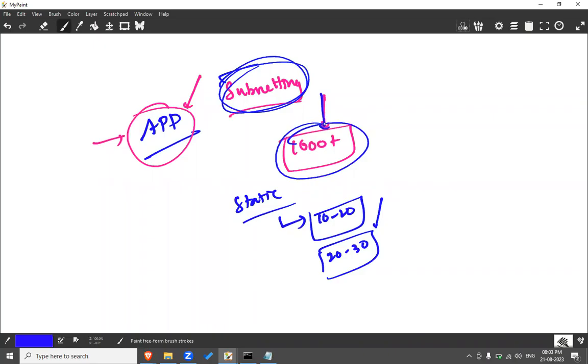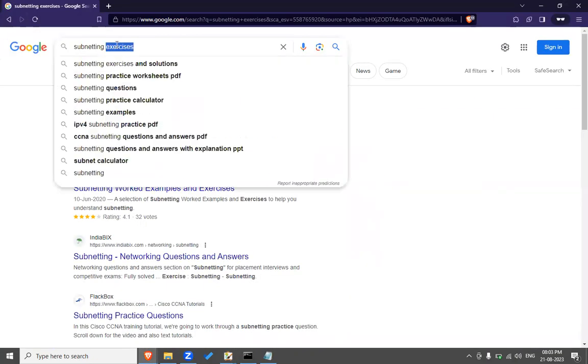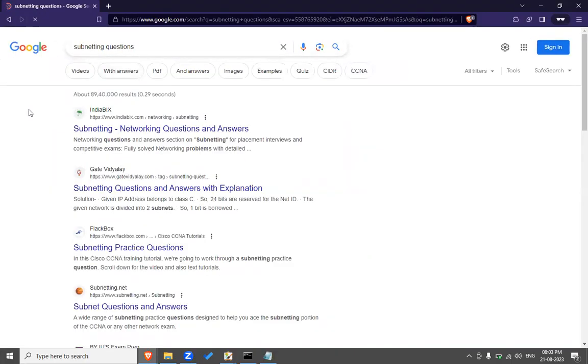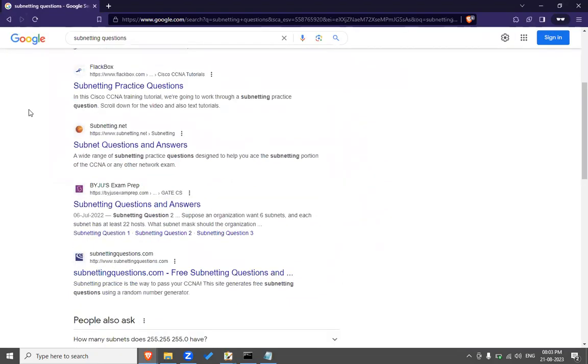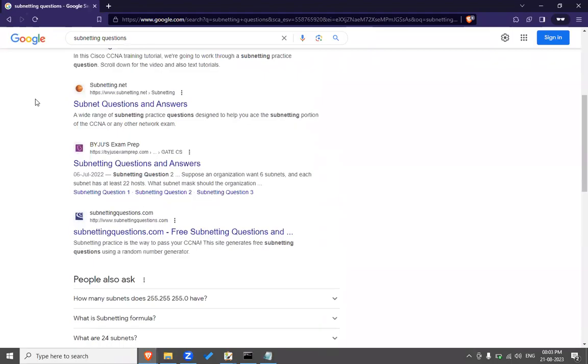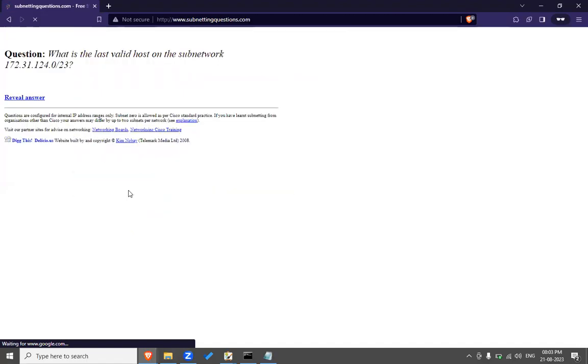What I recommend after classes is to search for subnetting exercises or subnetting questions. This is a website that I generally use in my classes. All the other websites are also fine, guys, you can go with any website that you want. But I generally go with subnettingquestions.com, and there you can keep solving the questions.